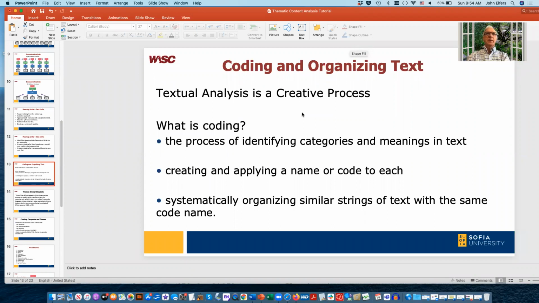Now that you've seen an example of the process of coding into categories and themes, I just want to say a few words about this. And that's that textual analysis is a creative process. You may have someone else do it and they come up with something different. So we're really trying to extrapolate and create meaning out of these words, and the meaning relates to someone's profound subjective experience. So coding is the process of identifying categories and meanings in text, applying a name or code to each so we can begin to make sense of it, and then systematically organizing them, putting them in combinations so that we come up with a theme, which may have several categories underneath, and a theme is a little larger level of abstraction.